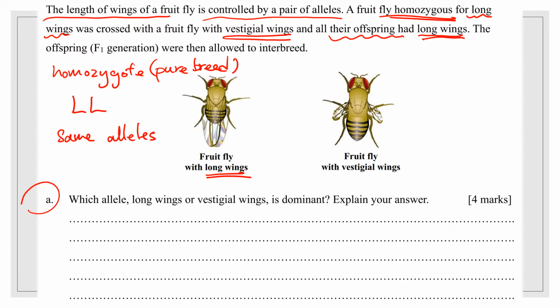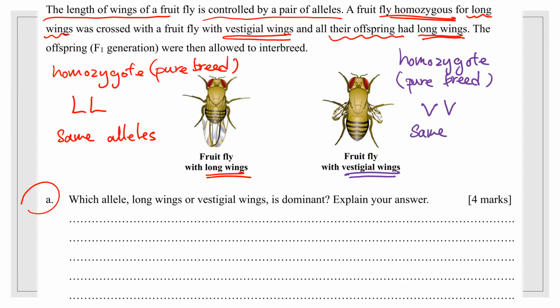And now, for the fruit fly on the right, this is a fly with vestigial wings. It is also homozygous, also purebred, and it should have both alleles of vestigial wings. So I write V in here. Both alleles should be the same.